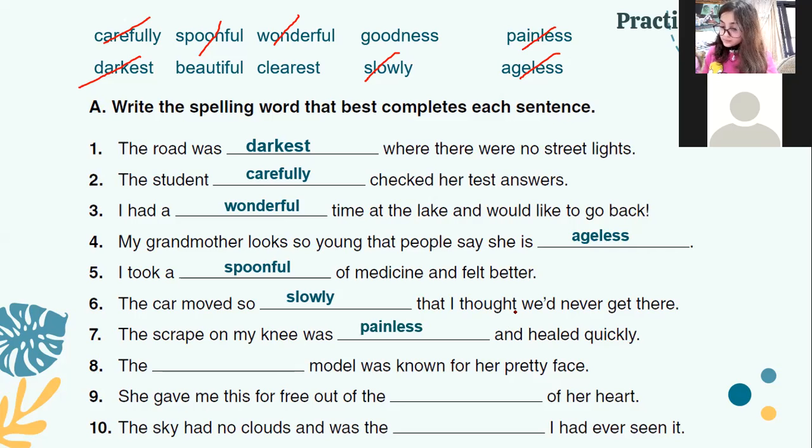Number eight. The model was known for her pretty face. Beautiful. The beautiful model. Thank you. Lana, mute yourself, Hassan. Lana, come on, continue. Number nine. She gave me this for free out of the of her heart. Goodness. Out of the goodness of her heart. Thank you. Yes, Lana, that's right. Goodness.